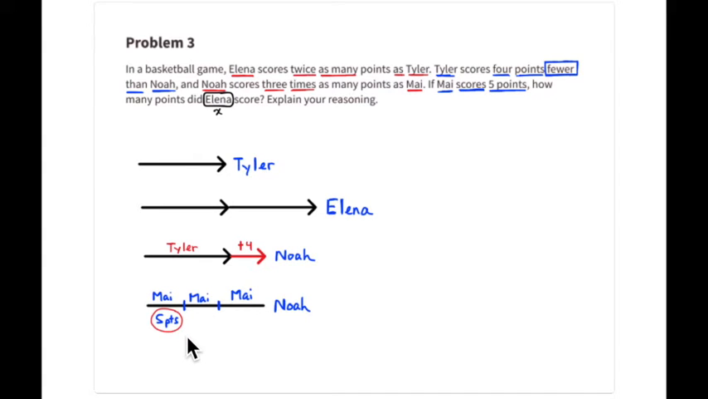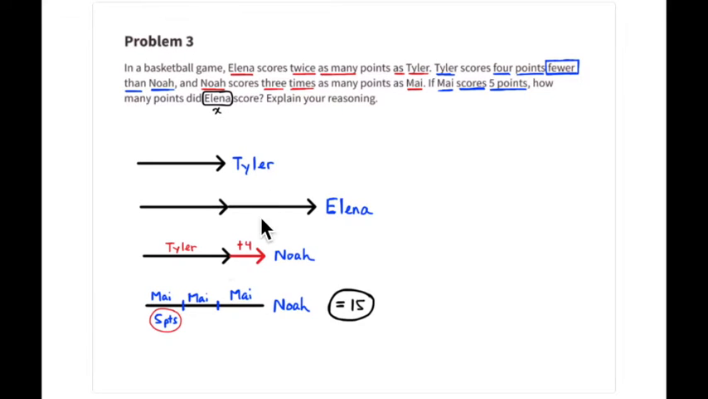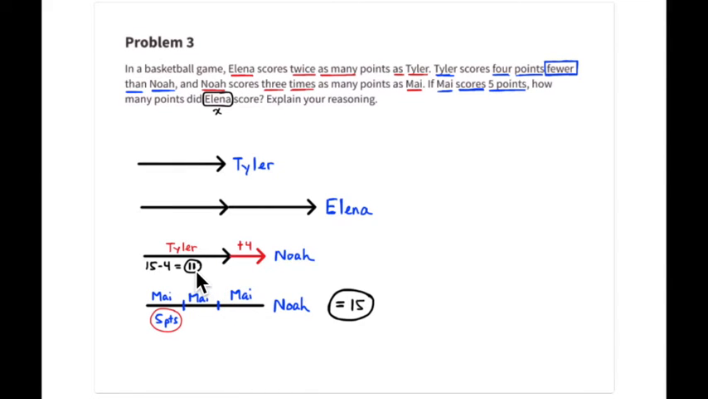All right, so now you can work backwards. The question is, how many points did Elena score? So she's going to be X in the end. So May scored 5 points. That means that Noah scored 3 times as many points as that. So 3 times 5 is 15 points. Well, how many points did Tyler score? Tyler scored 4 points fewer than Noah. So Tyler scored 11 points. 15 minus 4 is 11. Well, then how many points did Elena score? Elena scored twice as many points as Tyler. So that means that Elena scored 22 points.